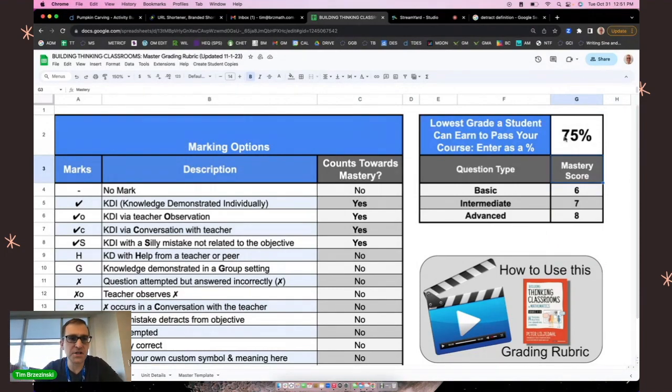So in this cell G2 right here, what you want to do is enter the minimum grade that a student needs to earn to pass your course, and that will determine the score in the basic category to preserve the idea that Peter had intended when he wrote chapter 14 of Building Thinking Classrooms. So that's the only change here, the 2 changes that we've made.